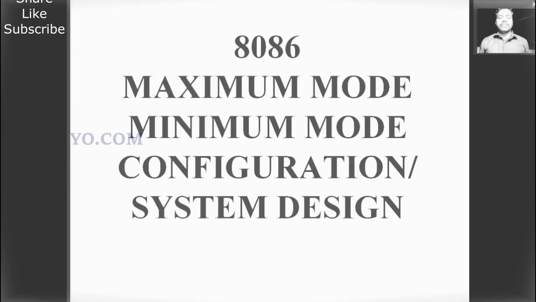In the same way, here, by using the 8086 we are going to design one system by using minimum mode and maximum mode. Okay, let us see the video.